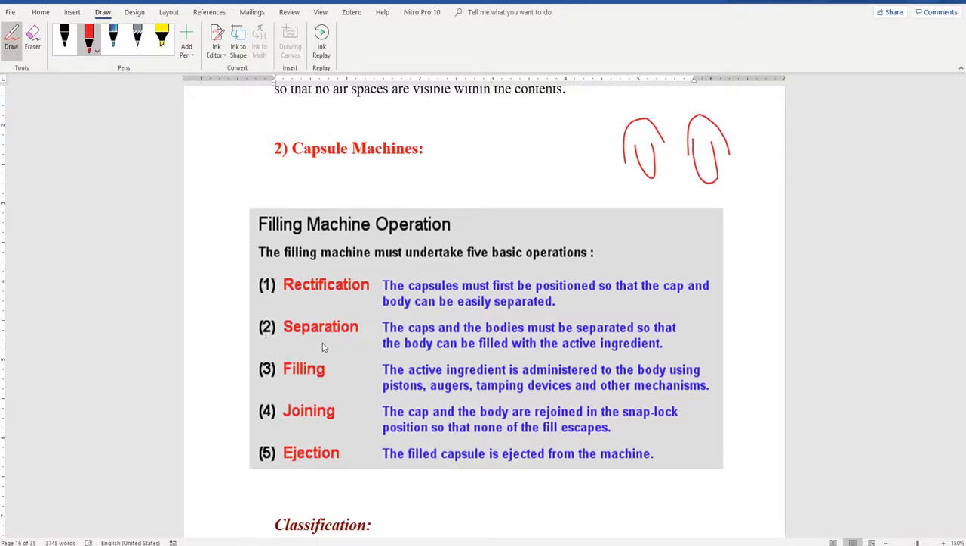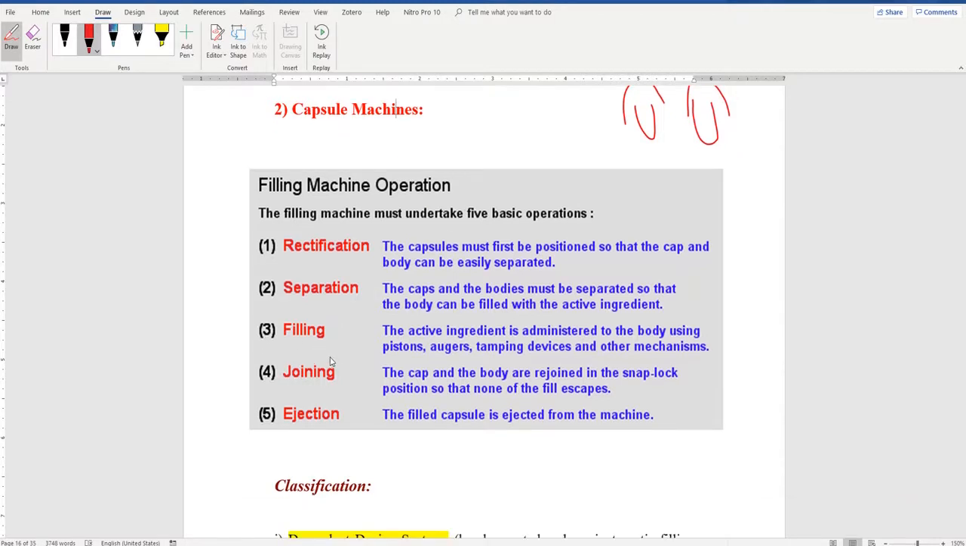Okay, so what is the second stage the machine will do? It will do separation. Here separation yani detaching or removing the cap from the body. Now it will be easy to remove the cap. Why? It is not difficult. The reason is the caps are in the pre-closed position. Because they are in the pre-closed position, it will be easy to remove the caps from the bodies.